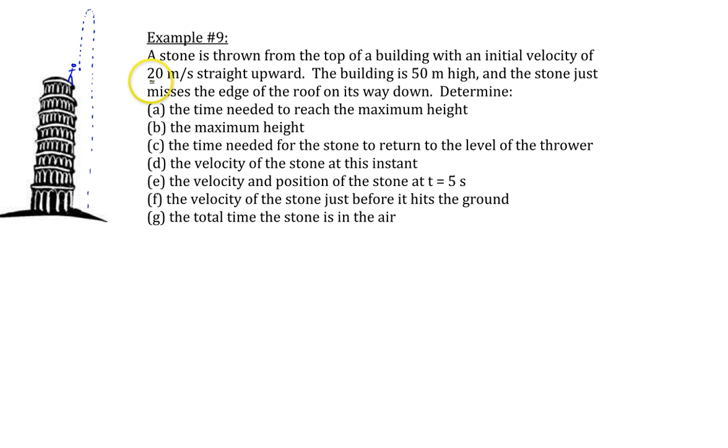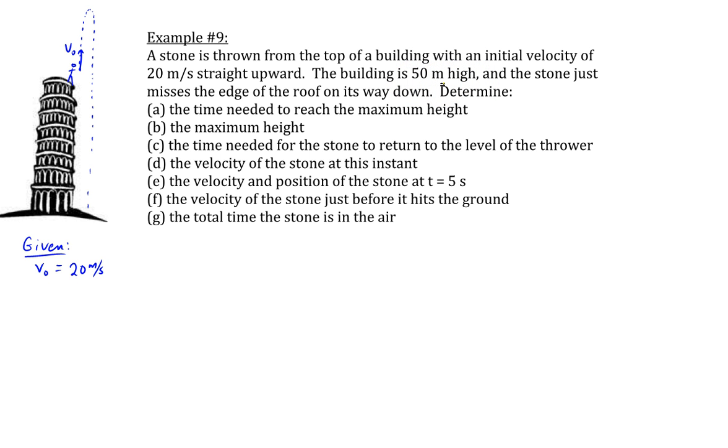So we're told that the speed of the ball, we'll just write down the given down here. The speed of the ball initially at time 0 is 20 meters per second upwards. So this is the speed right here. I guess I'll just label that as a v sub 0 here. We're also told that the building is 50 meters high.